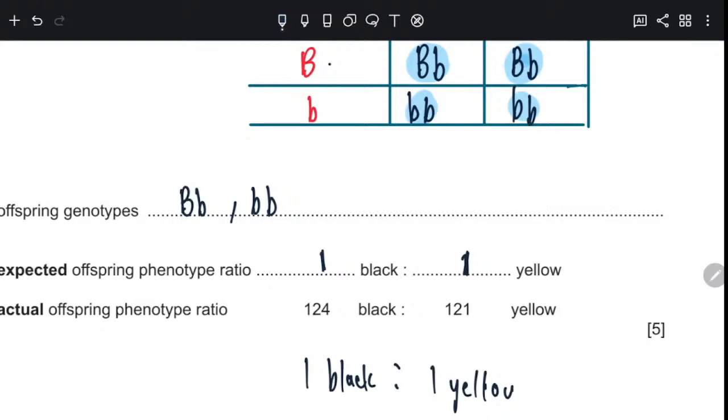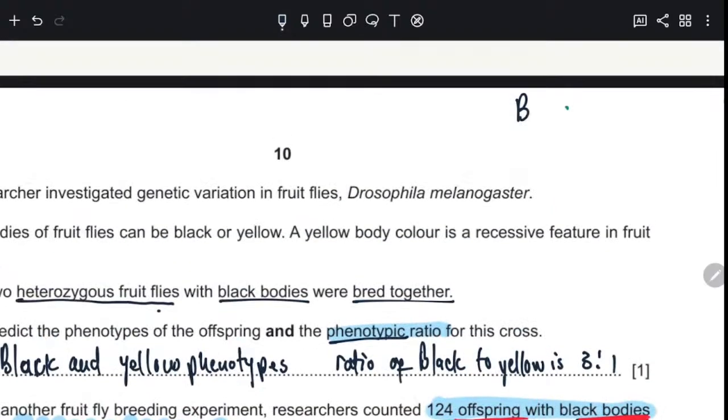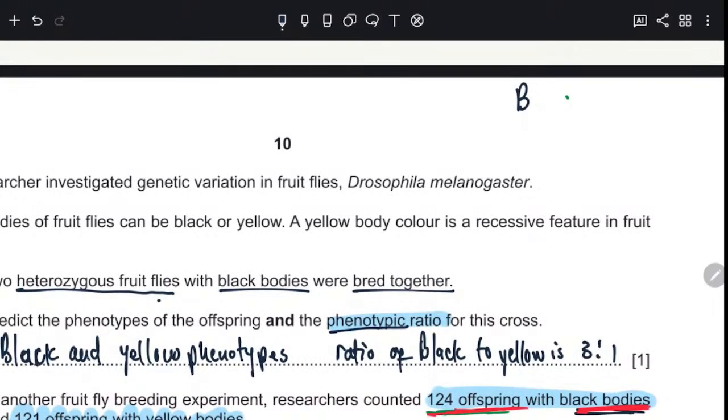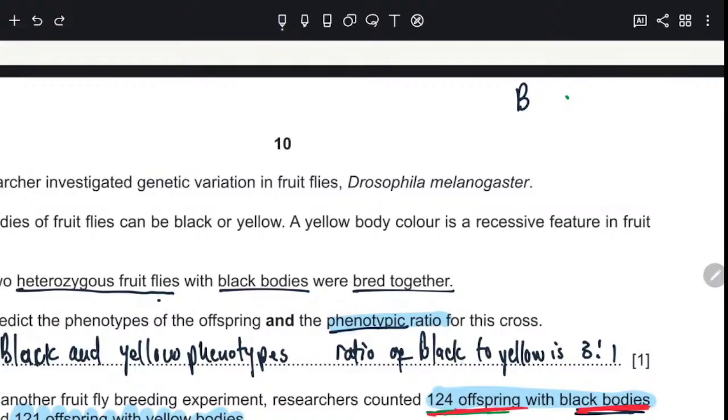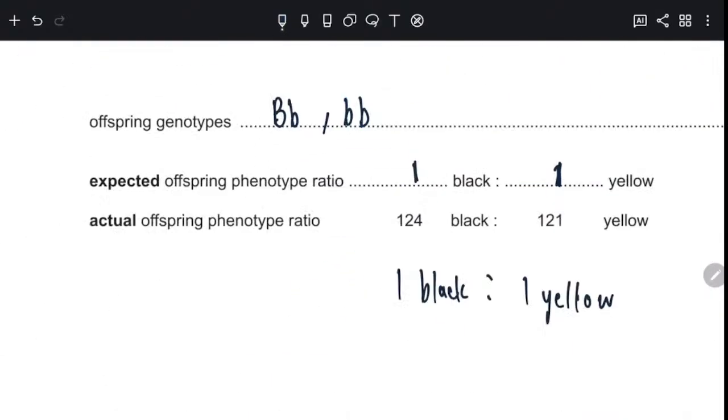So you can even write that here on the phenotypic ratio. Black to yellow, you can say as well 3 black to 1 yellow. Can you see this? Everybody, you saw this, right?